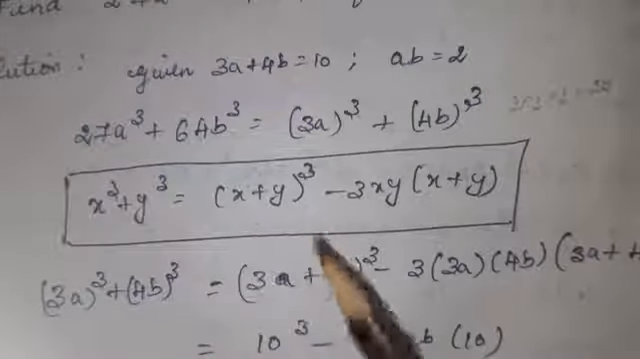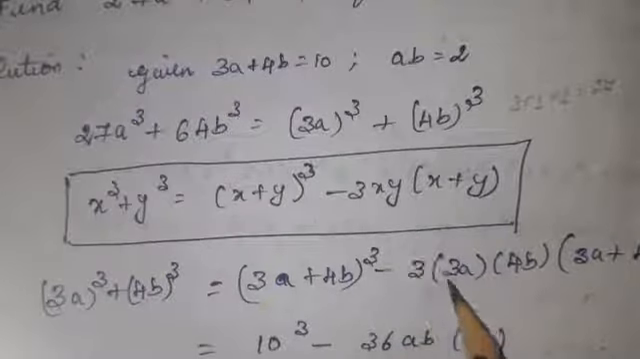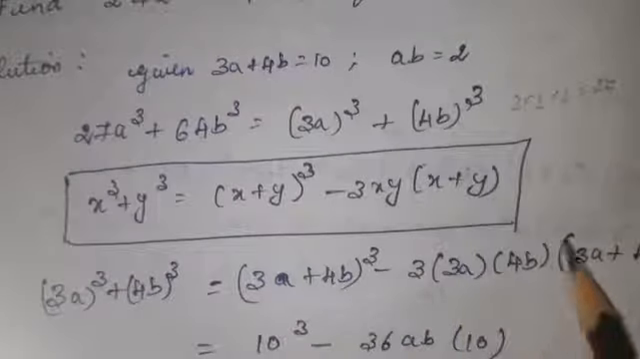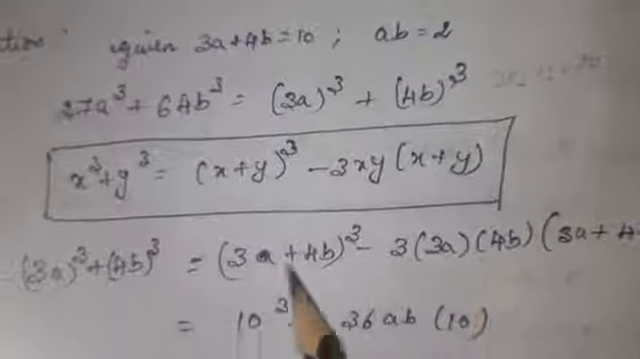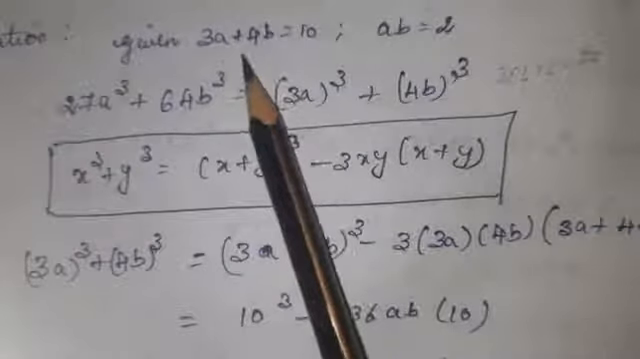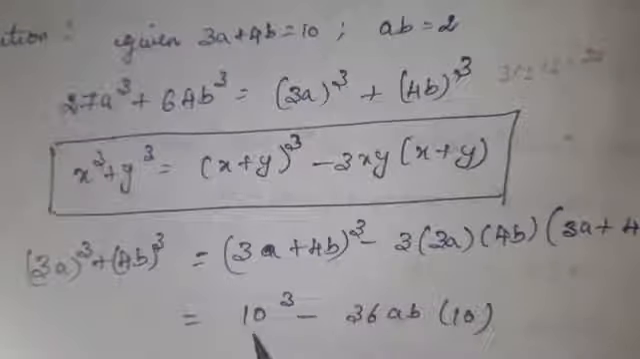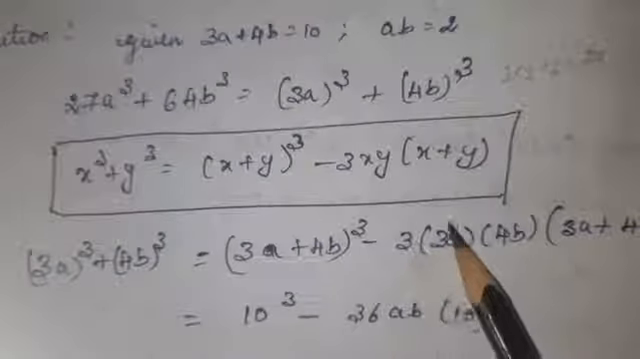Here x plus y is 3a plus 4b the whole cube, minus 3 into the x value, which is 3a, and the y value, which is 4b, into x plus y, which is 3a plus 4b. Here see this 3a plus 4b. In the question, the given value of 3a plus 4b is 10. So I substituted here 10 cube minus, multiplying the number 3 into 3 is 9.